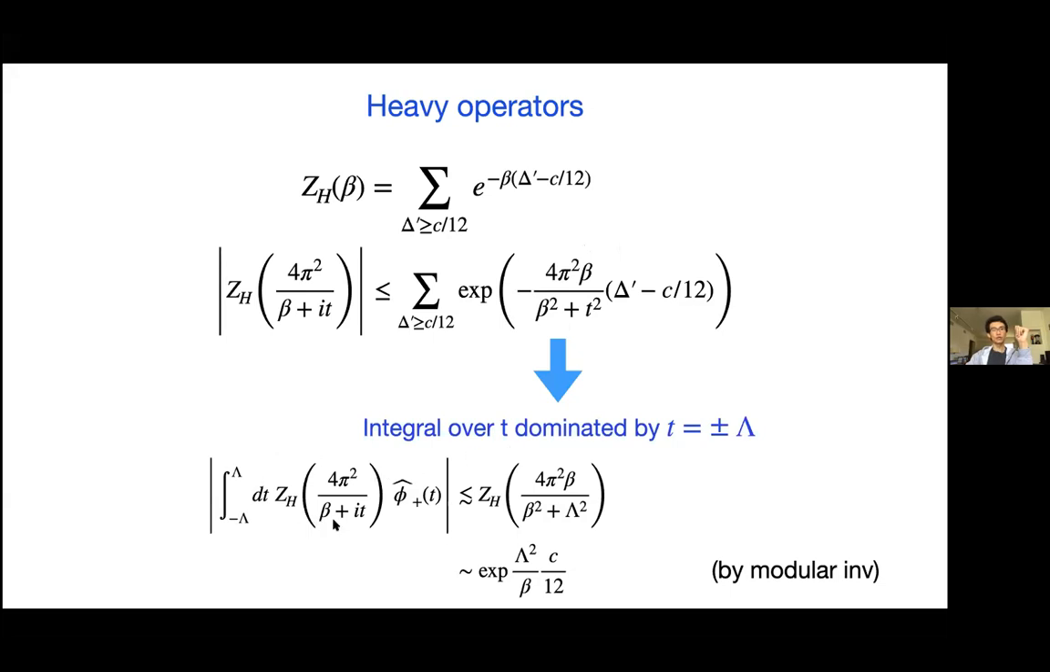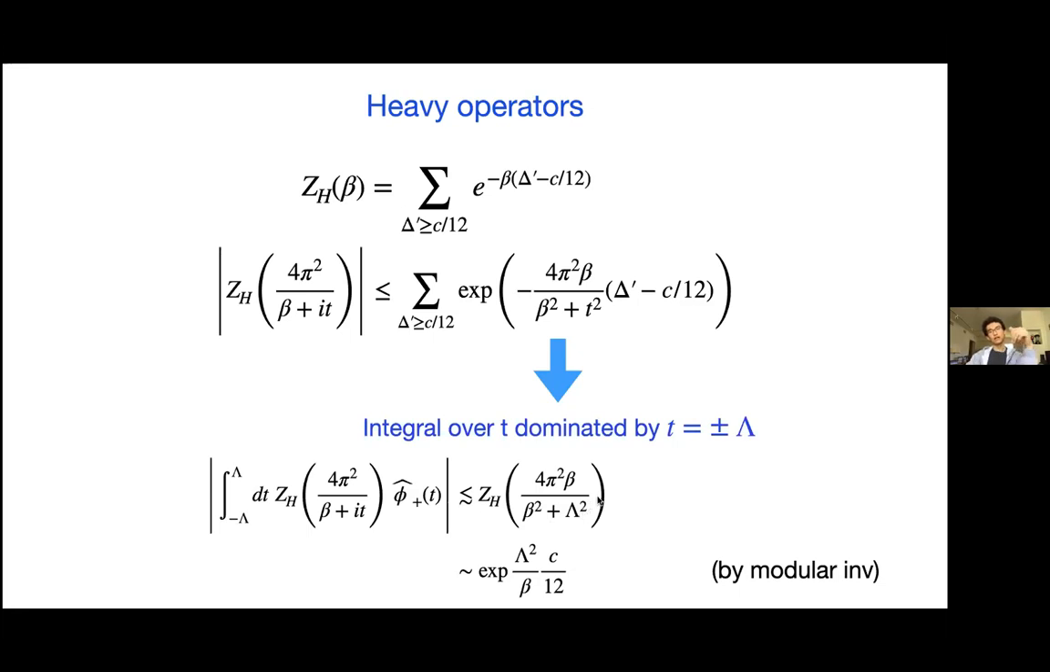And now we would like to compute this integral. And in this integral, each of these contributions, each of these exponents, just because this factor delta prime minus C/12 is positive for heavy operators, it's easy to see that this exponent is the largest when t is the largest. And because of that, we can just substitute t by lambda, the largest t that we have in the integral, and estimate the whole thing by the same z heavy, but where we substitute t by lambda here.